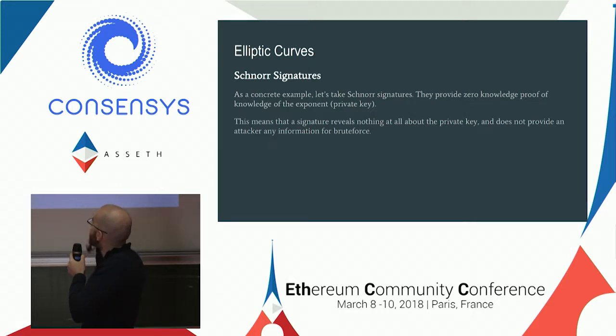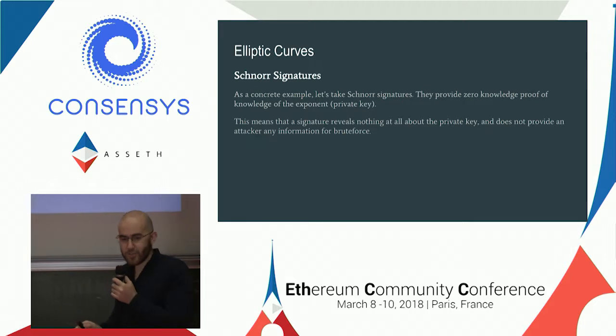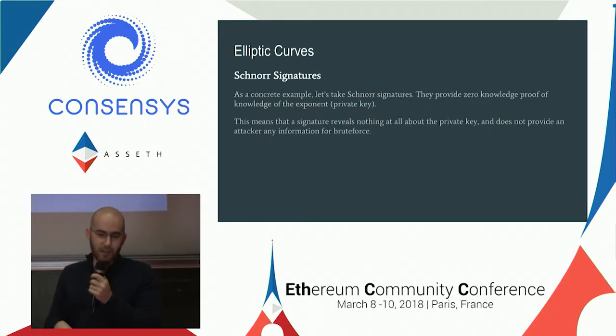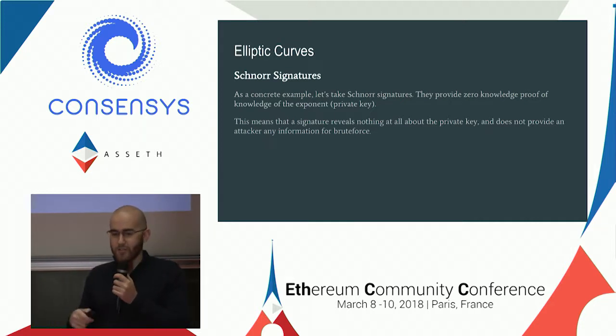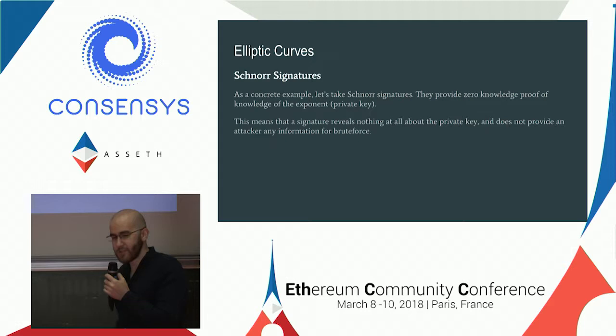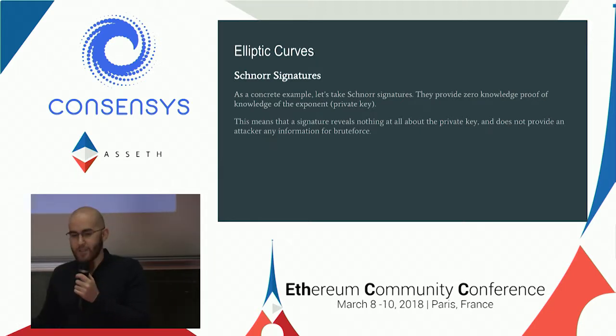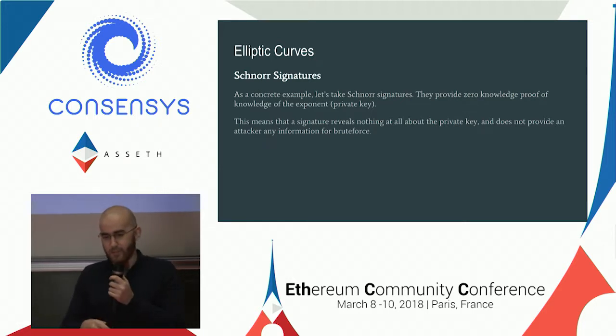So the Schnorr signature provides zero-knowledge proof of knowledge of the exponent. It's a mouthful, but that's the very precise definition. The private key is an exponent, right? As we went over before in the elliptic curve primer, and the Schnorr signature is a zero-knowledge proof that I know the exponent without giving you the exponent, because obviously then I'm giving you the secret, and this breaks the public key thing. So a Schnorr signature reveals nothing at all about the private key. It does not provide any attacker any information for brute force besides what they would be able to do with just a full state space search.